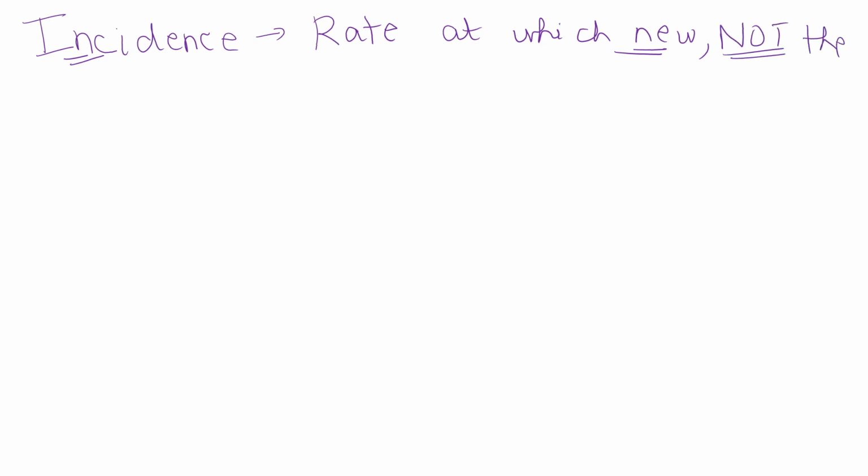Whereas incidence is the rate at which new cases occur. Rate at which new cases occur over a period of time, not the total number of existing cases. Okay, that is the number of new cases.